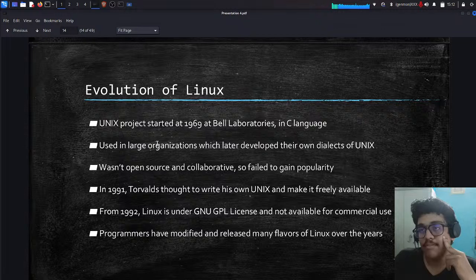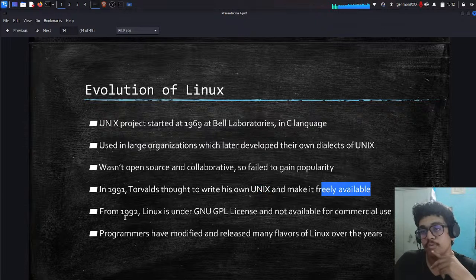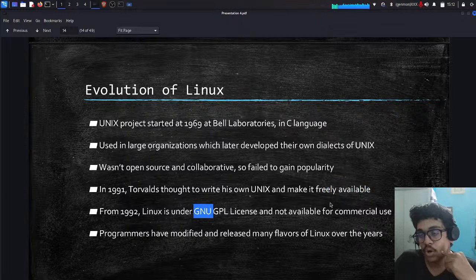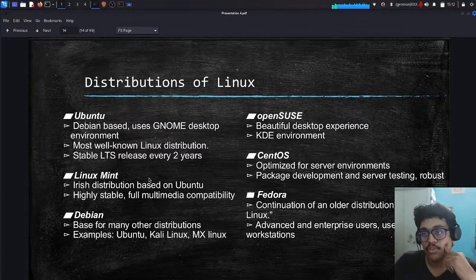I have told you earlier, it wasn't open source, it was collaborated, so it failed to gain popularity. So in 1991, Torvalds thought to write his own Unix. He took help from the old Unix, wrote his own Unix and made it freely available. That is why it is open source now. From 1992, Linux is under the GNU GPL license and not available for commercial use, but programmers have modified and released many flavors of Linux over the years. One of the flavors you are seeing is Kali Linux.